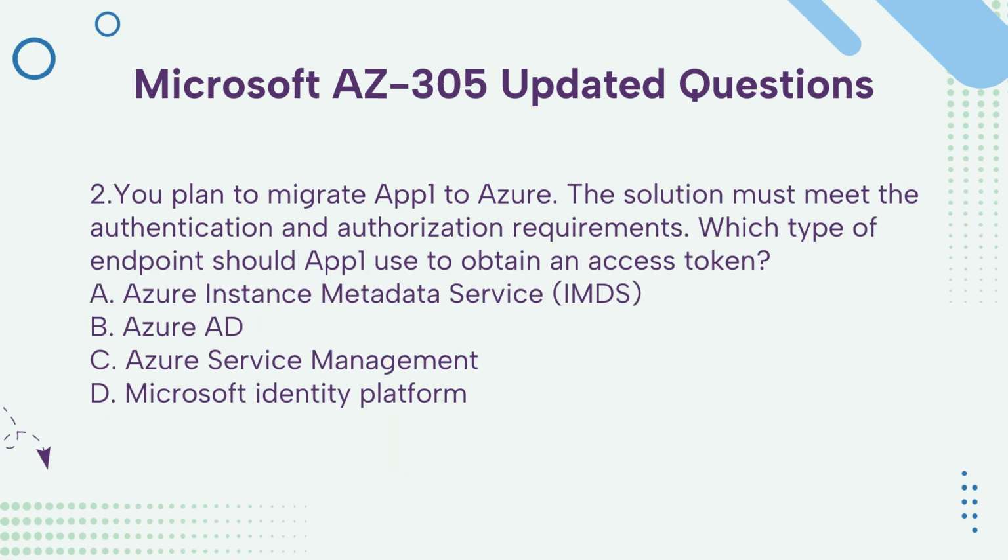2. You plan to migrate App 1 to Azure. The solution must meet the authentication and authorization requirements. Which type of endpoint should App 1 use to obtain an access token? A. Azure Instance Metadata Service (IMDS). B. Azure AD. C. Azure Service Management. D. Microsoft Identity Platform.